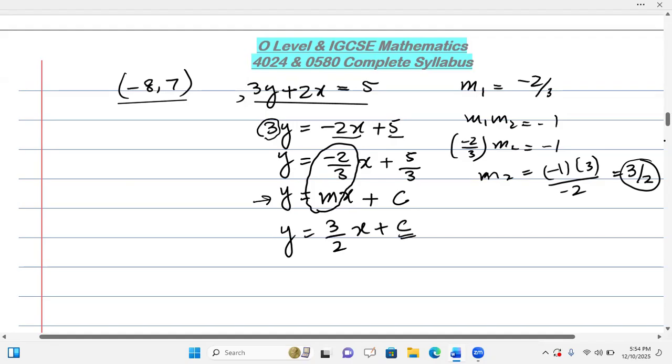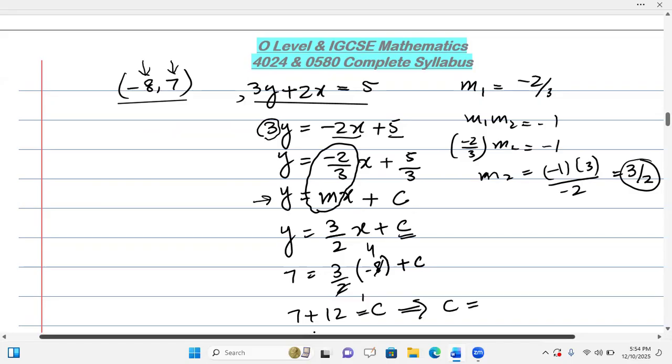For finding this c value, put x equal to minus 8 and y equal to 7. So 7 is equal to 3 by 2 into minus 8 plus c. So 2 into 4 is 8, minus 4 into 3 is minus 12, coming to the other side, making 7 plus 12 equal to c, which implies that c is equal to 12 plus 7 is equal to 19.